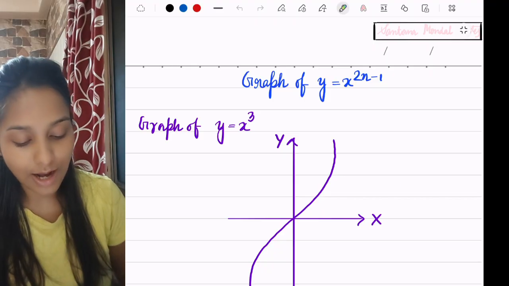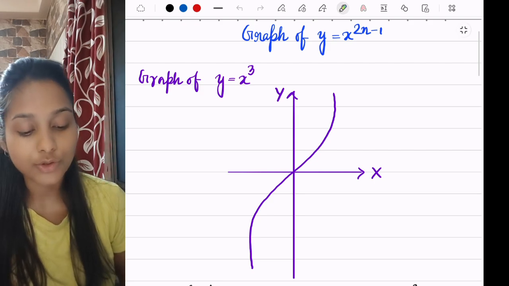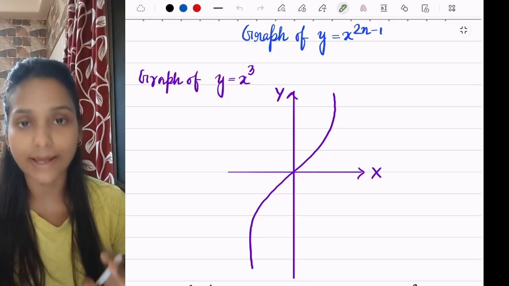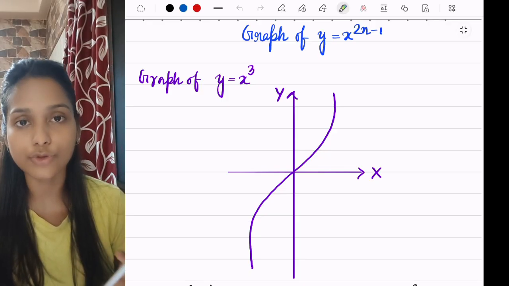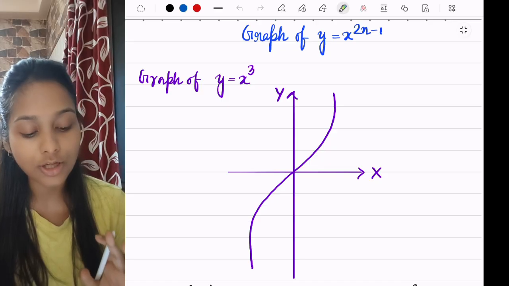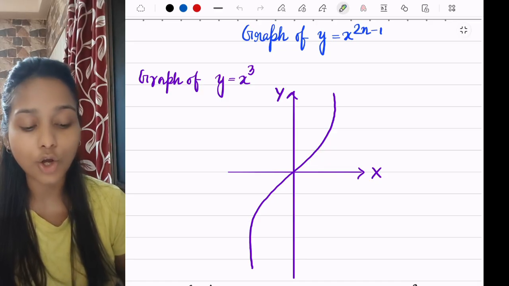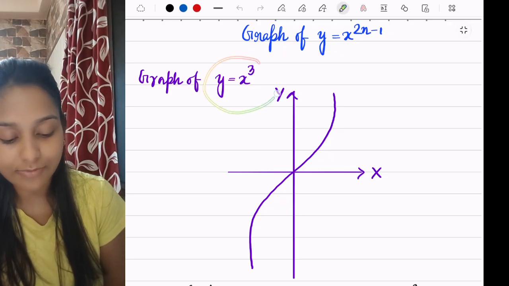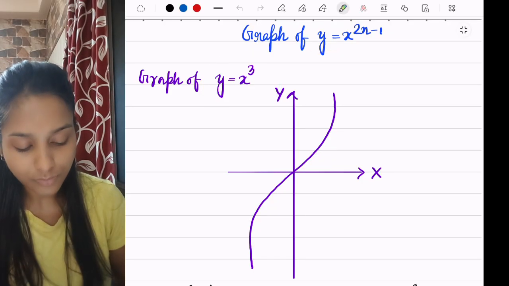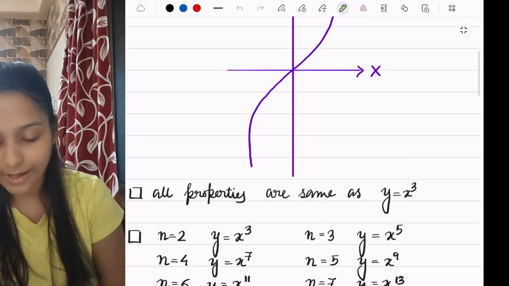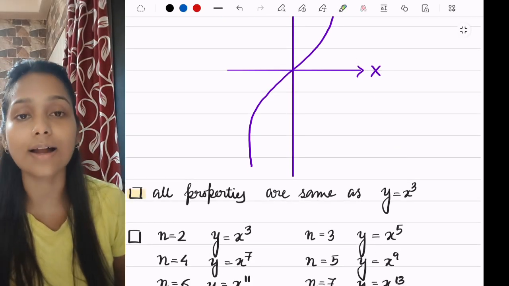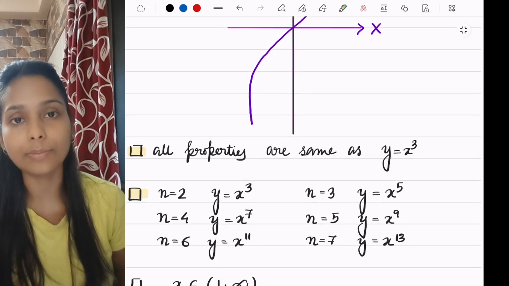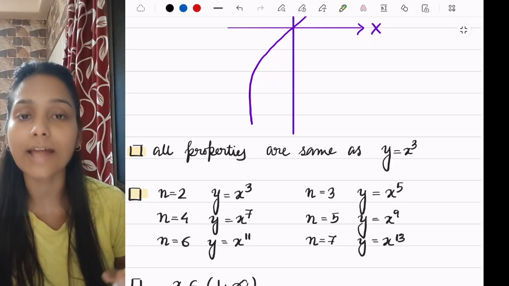So we start with the graph of y equals x cube. I would like to ask everyone to check out the video on graphing the function y equals x cube. If we understand that video, then all the properties of the function y equals x power 2n minus 1 are exactly the same as the function y equals x cube. For n equals 2, 3, 4, 5, different values of n, we get different types of function.